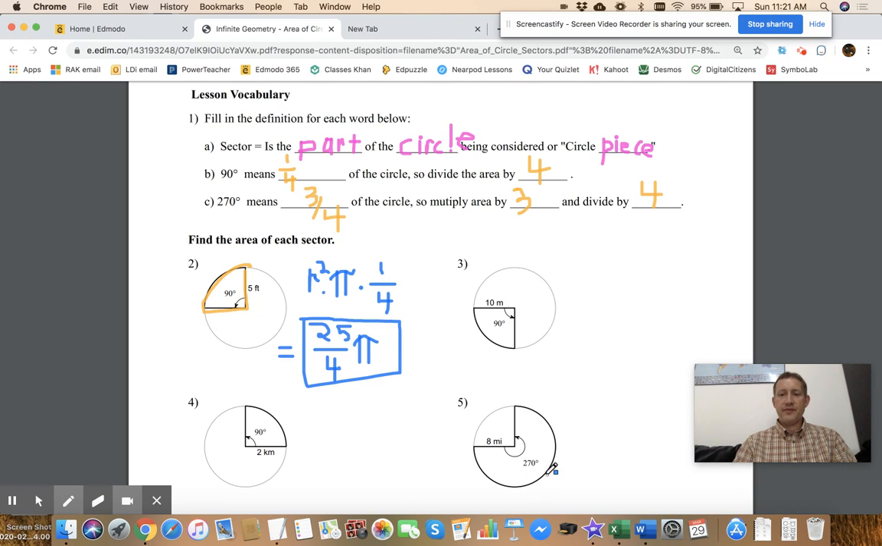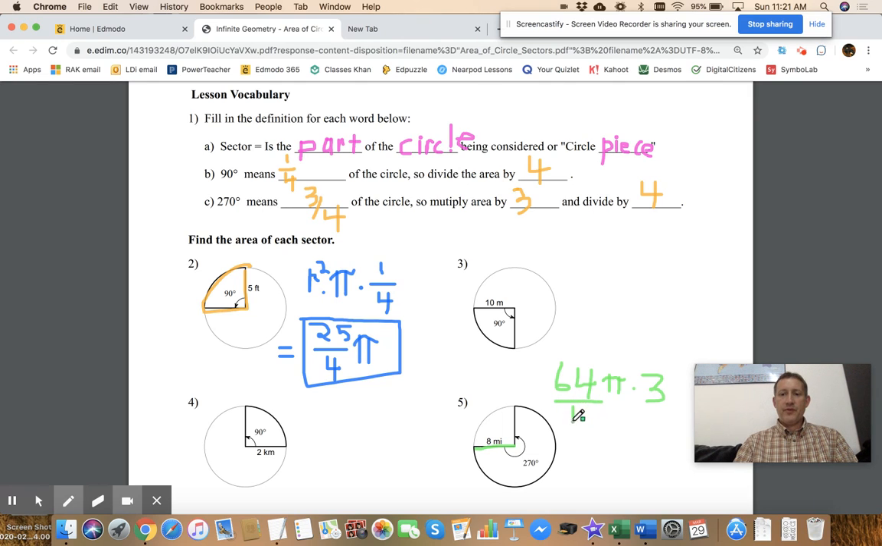Now let's look at number 5. Okay, what part of a circle is that? See, it says 270 degrees. That's 3/4 of a circle. So we're going to multiply the area by 3 and divide it by 4. So let's first get the area. So the area is going to be given by the radius squared. So 8 squared is 64 multiplied by pi. And we're going to multiply all of that by 3 and divide it by 4.